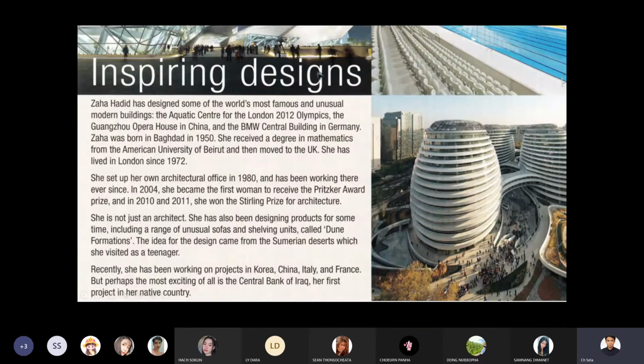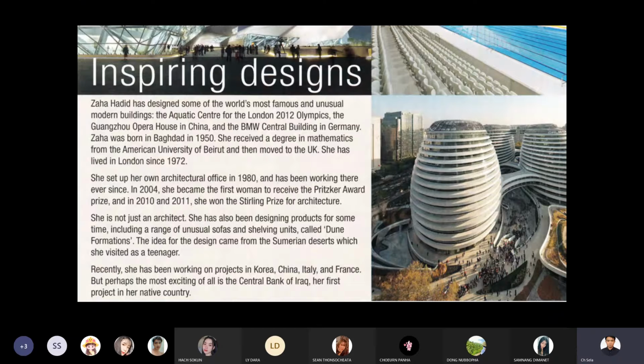So, inspiring designs. I'm going to read for you first. Zaha Hadid has designed some of the world's most famous and unusual modern buildings. They are the Aquatics Centre for the London 2012 Olympics, the Guangzhou Opera House in China, and the BMW Central Building in Germany. Zaha was born in Baghdad in 1950. She received a degree in mathematics from the American University of Beirut and then moved to the UK. She has lived in London since 1972. She set up her own architectural office in 1980 and has been working there ever since.